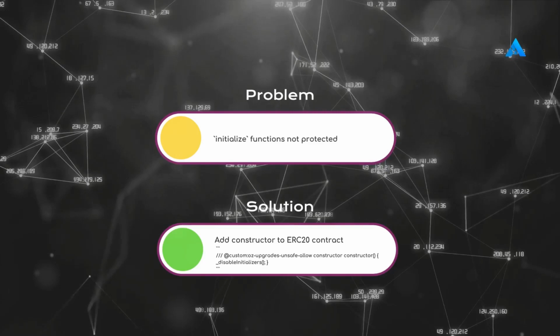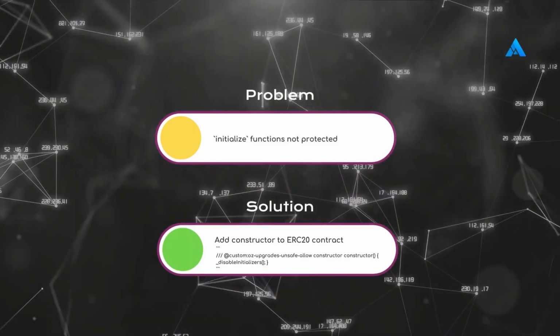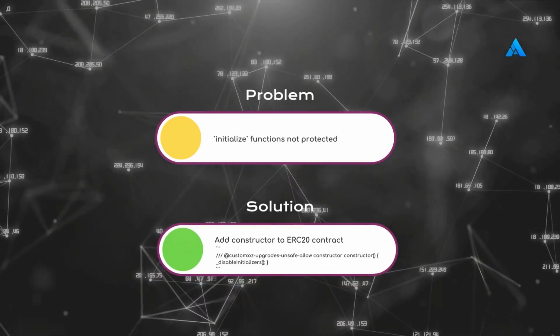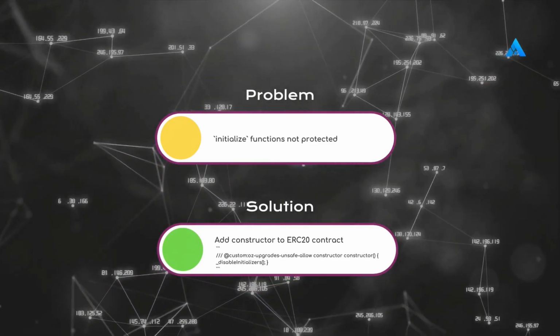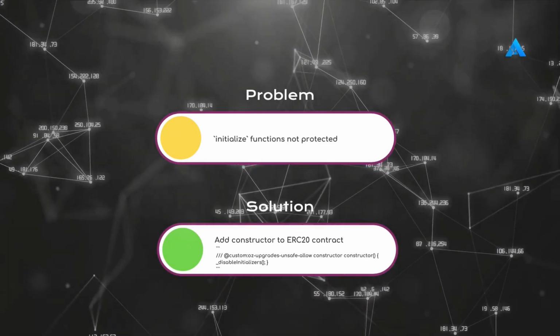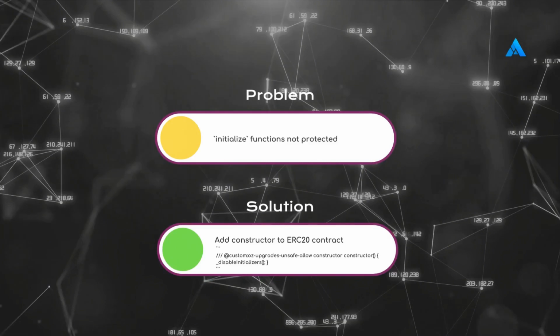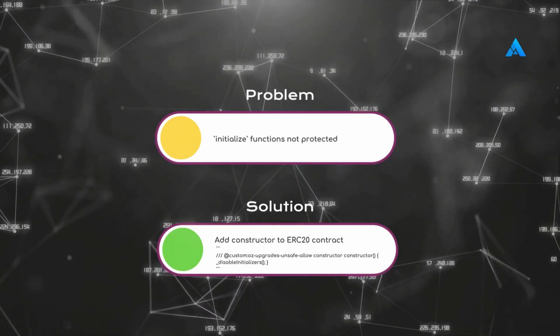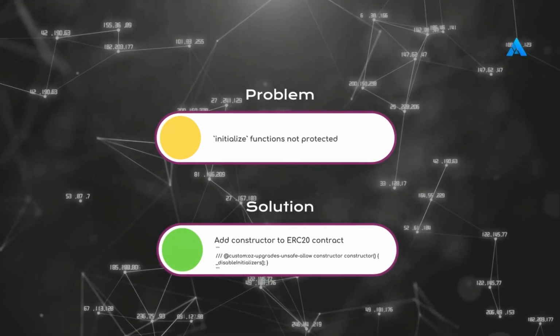The initialize functions are not protected. Malicious callers can try to gain ownership of a contract by calling unprotected initialize functions or by upgrading the implementation's address. ERC20 token is an upgradable contract that does not protect its initialize functions from inherited contracts.